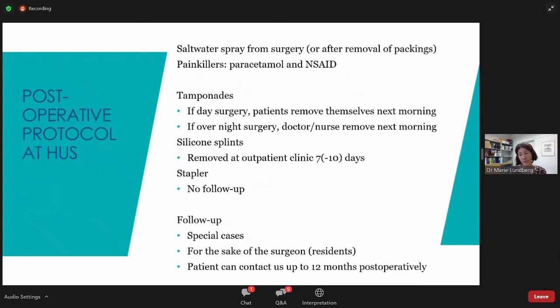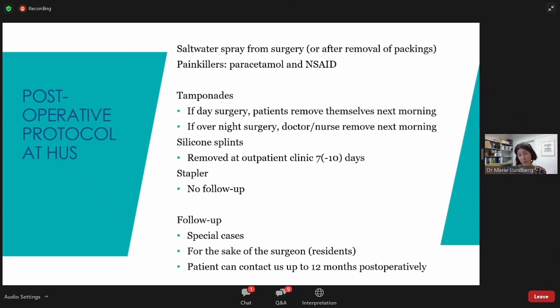Afterwards, they spray with salt water directly after, and this goes for all the closure methods, and painkillers, of course. If they have tamponades, they are taken away the next day. Patients usually do it themselves at home.